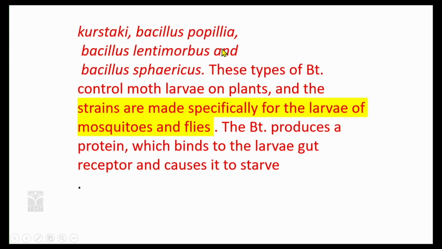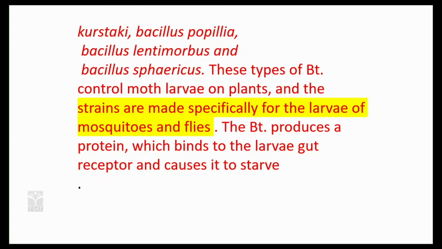Bacillus thuringiensis, Bacillus lentimorbus. These are some species of Bacillus microorganisms which can be used as a pesticide against certain pests. This type of Bt controls moth larvae on plants, and the strains are made specifically for larvae of mosquitoes and flies. So, there are certain genetically modified bacterial strains which can infect larvae of mosquitoes and flies which cause harm to the plant.